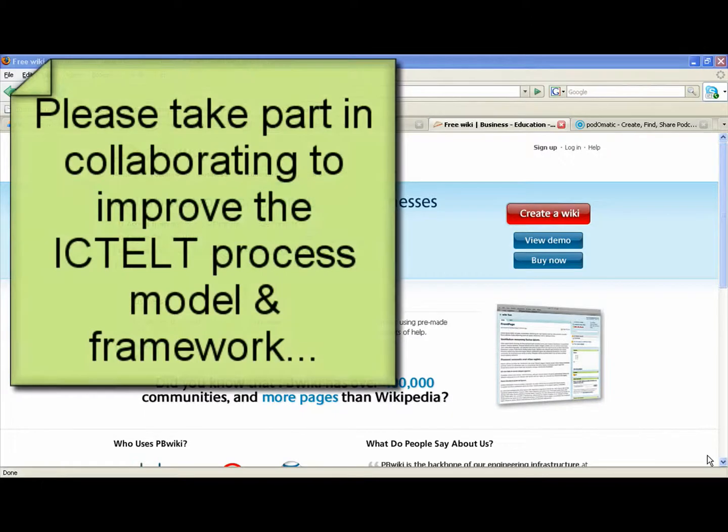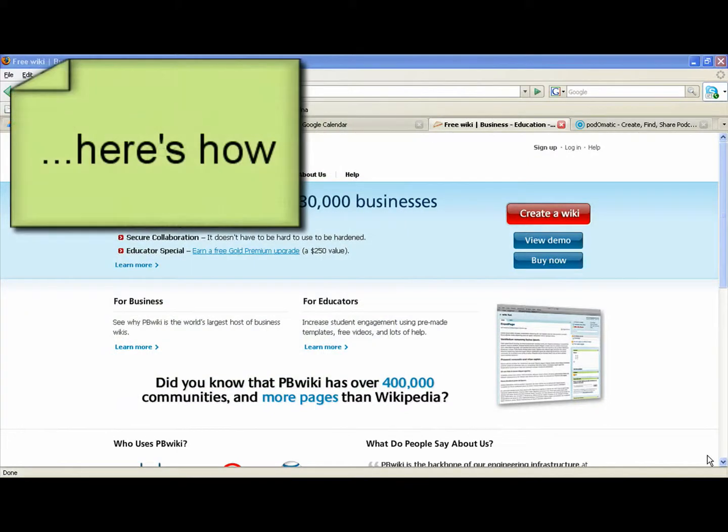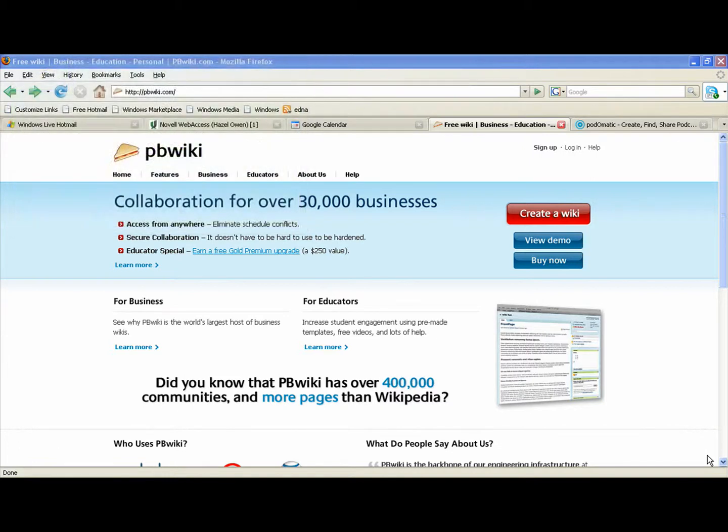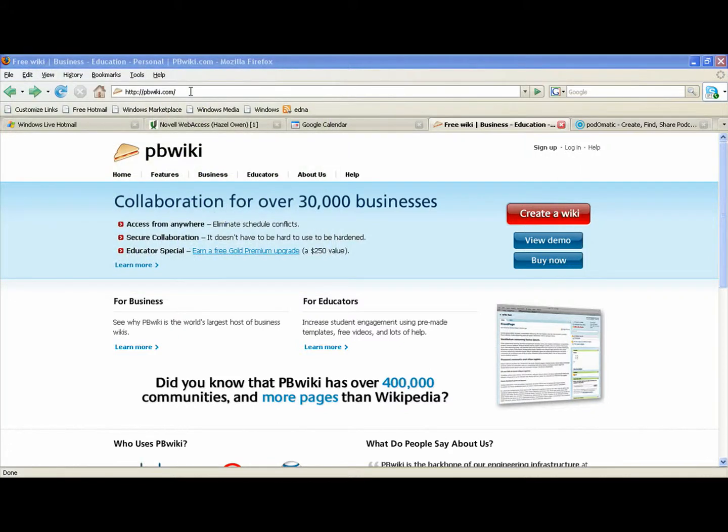Now I'd like to move on to the collaborative aspect of this particular project. We've looked at the framework and we've looked at the process model, so this is where I'd like you to lend me a bit of a hand. What I've done is I've set up a PB Wiki, Peanut Butter Wiki, and I'm just going to go through how to log in and how to use the framework online.